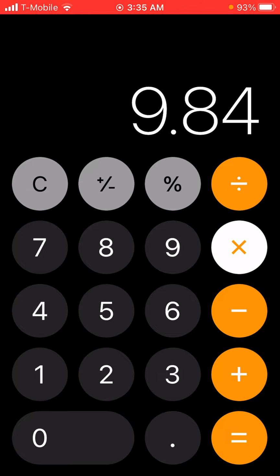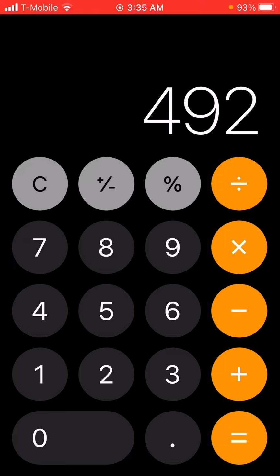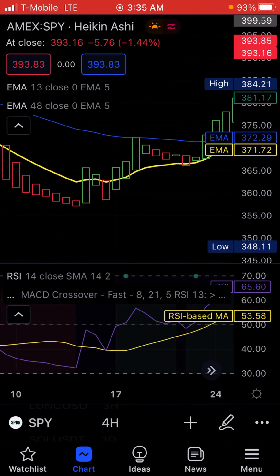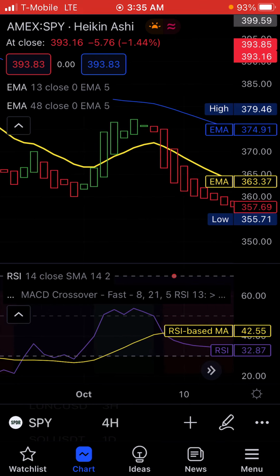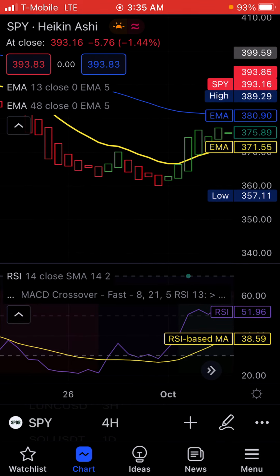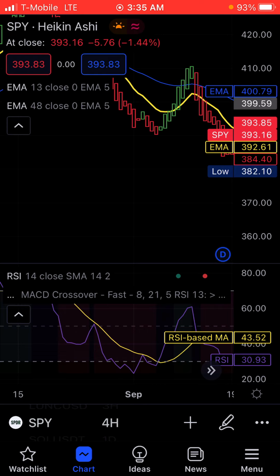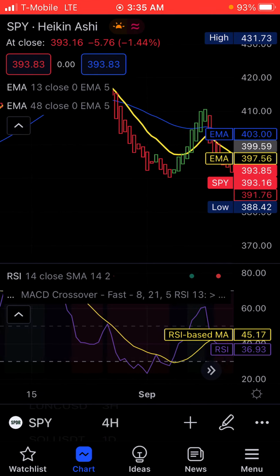9.84 times 50. That's 492 right there. So let's look at a couple other examples. The first thing you want to look for is the time when it looks like it might cross. I mean, there's no way to know for sure, but it has to look like it's going to cross.